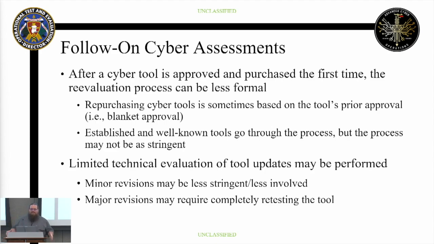So essentially the process is, a tool is approved. We've gone through all the justification of what we need to do from the policy side. Then we go through our reevaluation process. As I said a minute ago, that process can be less formal. Some tools have blanket approval. They're just able to buy them and are good to go without those authorities or processes necessarily being as stringently followed.